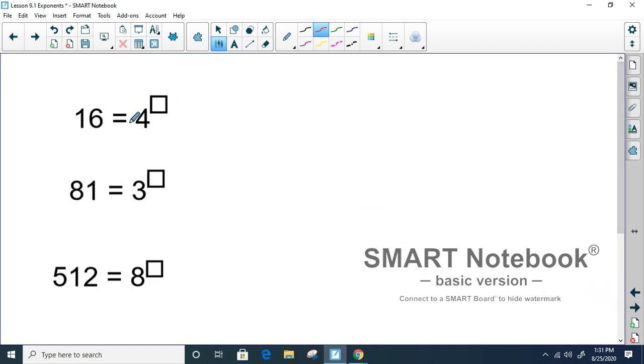Next, we have the opposite. I want to know how many times my base needs to be repeated to find my exponent. So I know that 4 times 4 is equal to 16. So I see 4 as my base. It's the number being repeated, and it's repeated 2 times, which means that my exponent is a 2. Go ahead and pause the video and try to find 81 and 512.